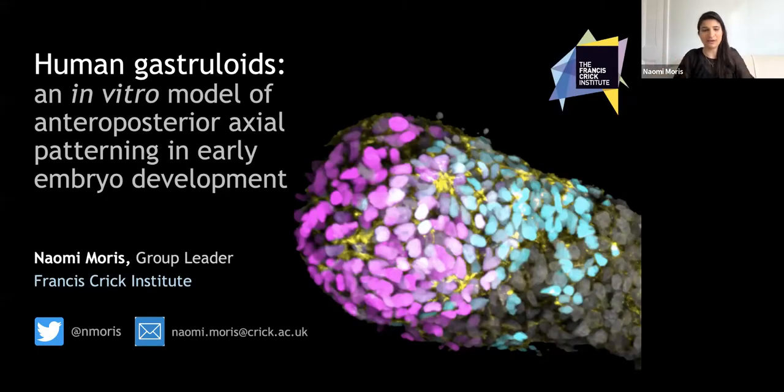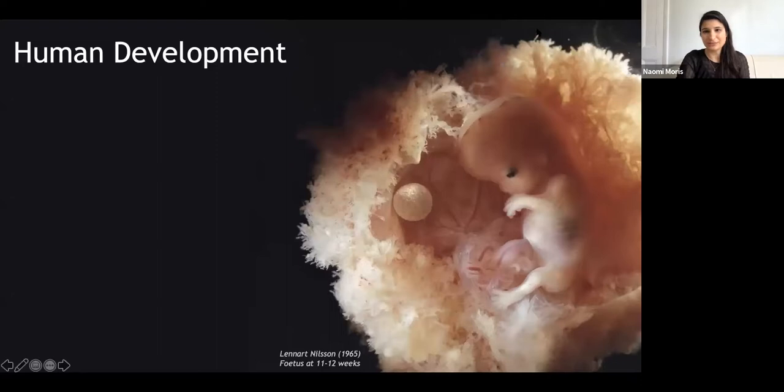Is that okay? Perfect. So what I'm going to tell you a little bit about today, as Joaquin introduced briefly, is an in vitro model that we use called human gastruloids, which are effectively an in vitro model for anterior-posterior axial patterning in early embryo development. So the primary question that we're interested in really is how we come to be, right? So how humans develop, how this embryo, or in this case, this fetus, comes to have this complexity and this organization. And I love this image from Lennart Nilsson back in the 1960s.